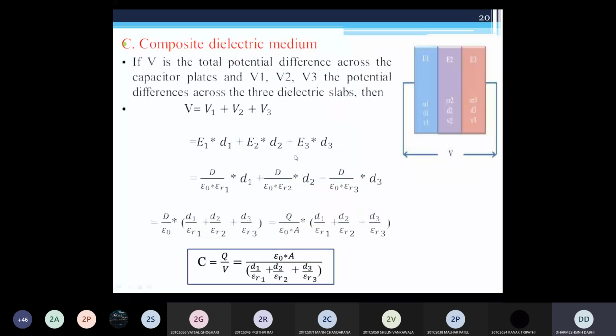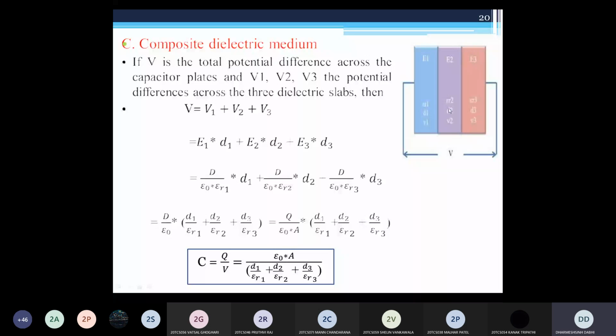In the same way, here you can see that three different dielectric materials are placed between the two conducting plates. Suppose the first dielectric medium has electric field intensity E1, relative permittivity ER1, and a width D1. You can see that V1 is equal to E1 into D1, where D1 is the thickness of this insulating material and E1 is the electric field intensity. E1 is D by epsilon 0 epsilon R1, where epsilon R1 is the relative permittivity of this medium, into the thickness of this insulating material.